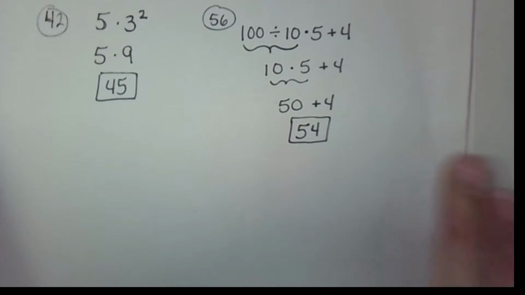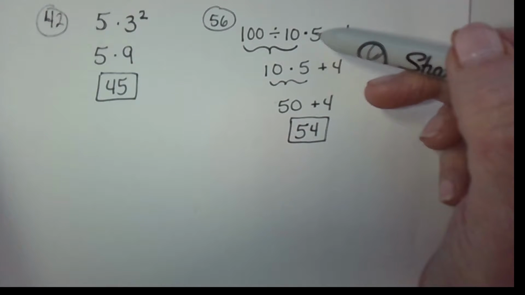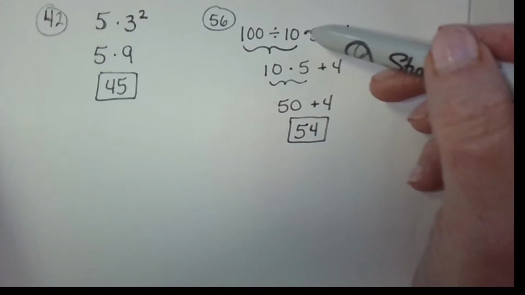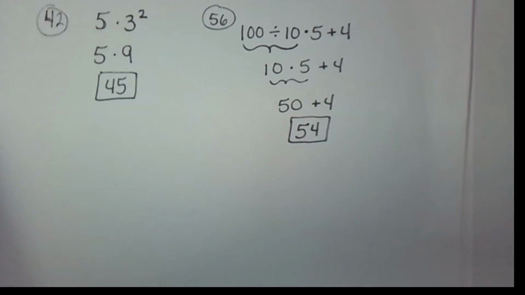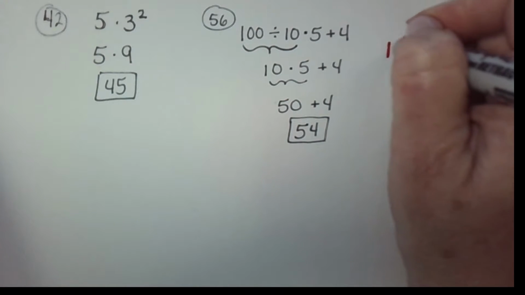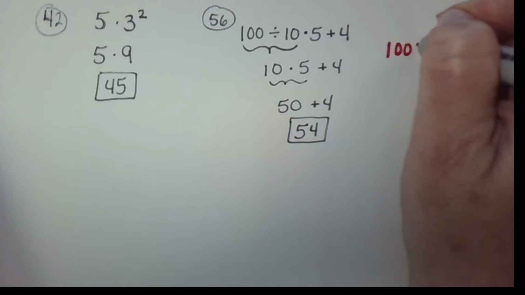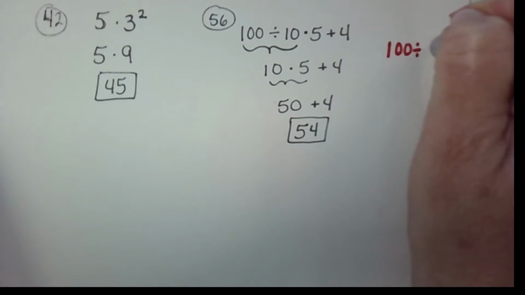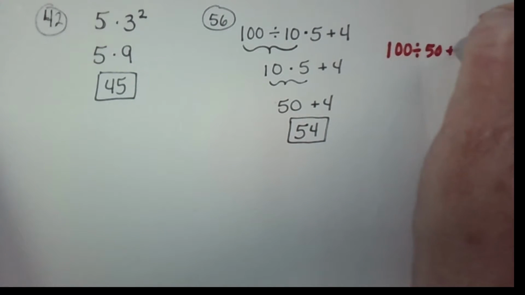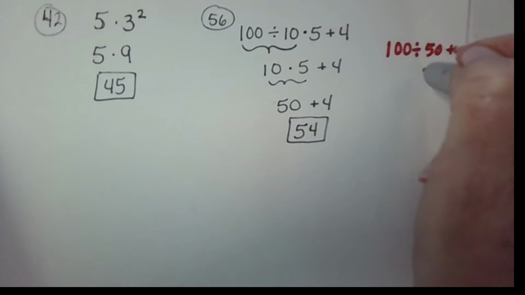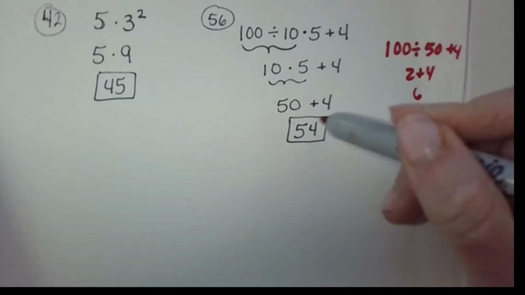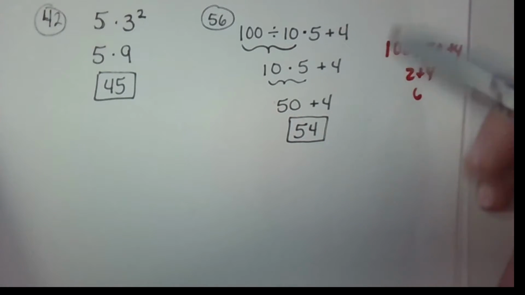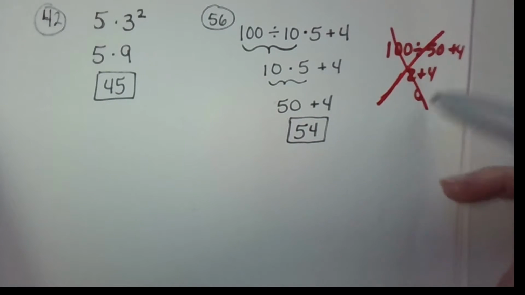Had we done it with multiplication first instead of left to right, we would have gotten a different answer. So think about that. If we'd done the multiplication first, we would have had 100 divided by 10 times 5 is 50 plus 4. And 100 divided by 50 is 2 plus 4, 6. So we get a completely different answer. Okay, so order does make a difference. So we don't want to do that.